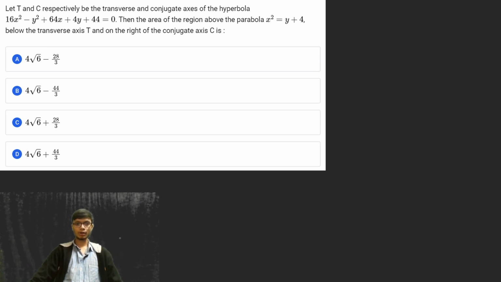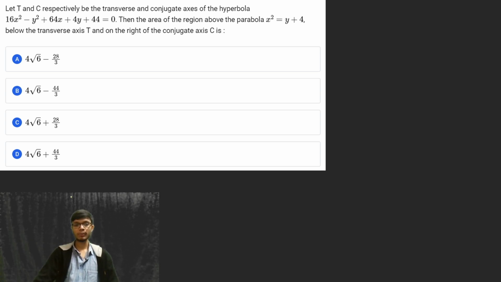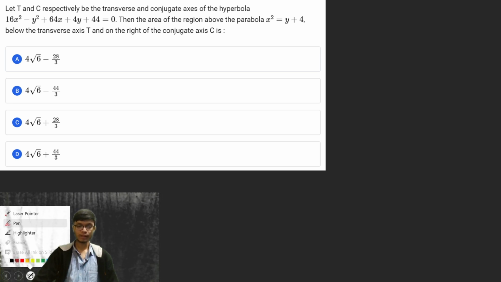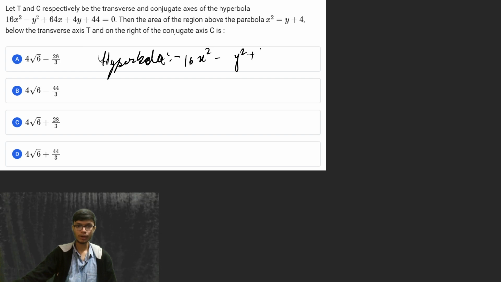Now this is also an important problem on the concept of the transverse axis and conjugate axis. Instead of calling them major axis and minor axis, for a hyperbola we call them transverse and conjugate axis. It says that T and C respectively represent the transverse and the conjugate axis of the hyperbola. Now instead of giving you the general simplified equation of the hyperbola, it gives a complicated equation: 16x² − y² + 64x + 4y + 44 = 0.